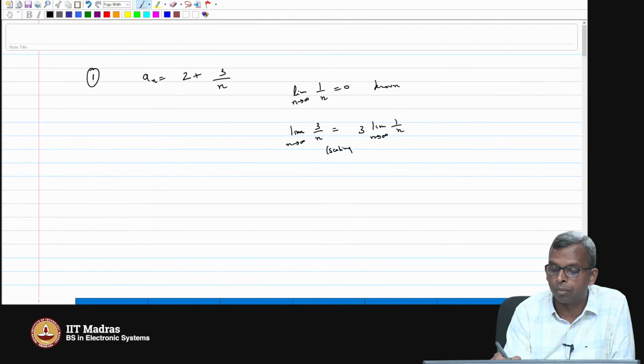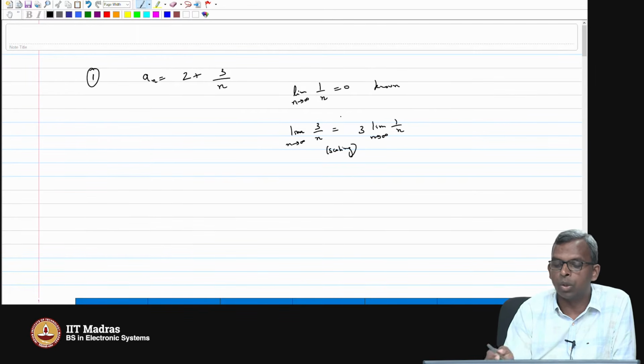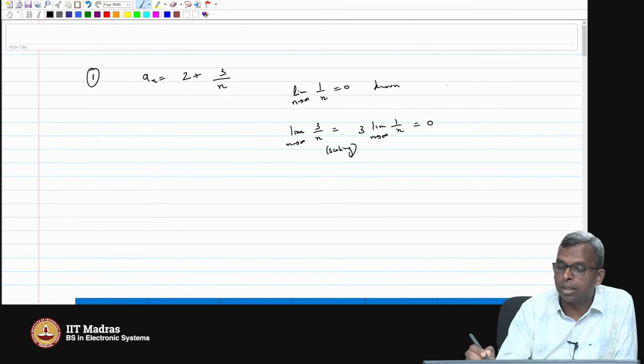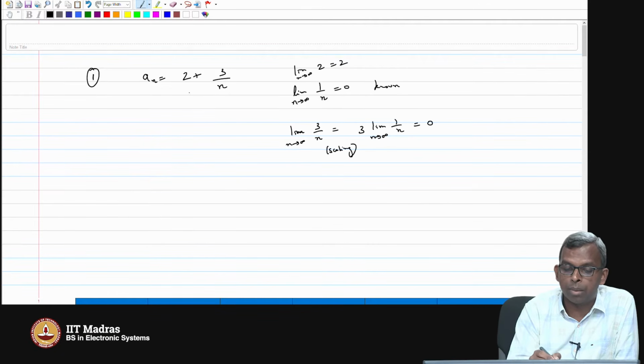Scaling. I have taken a sequence 1 by n, I have scaled it by a constant 3. And I know my limit goes inside the scale, so this is true. So this is 3 times 0, which is 0. Now I know this, so this I have done. And then what can I do here? There is also one more limit I know. The limit as n tending to infinity of 2 is just 2. And here I have just summation.